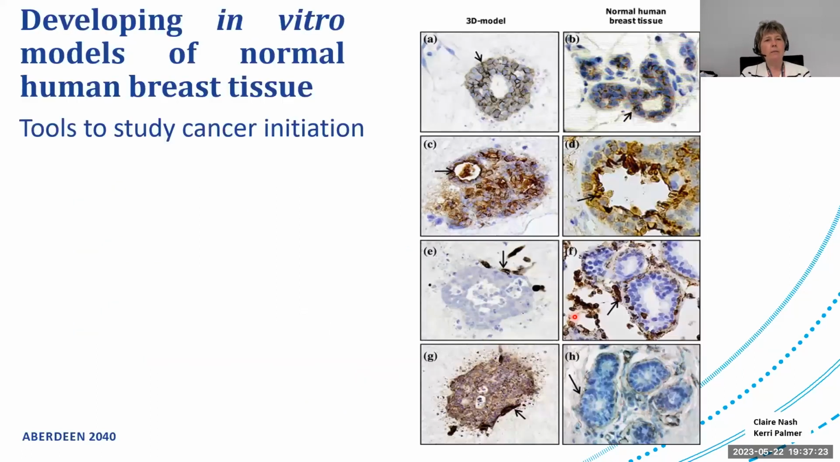We've also been looking at developing in vitro models of normal human breast tissue, because I guess in order to really understand what's happening in cancer, we need to understand what goes wrong in normal tissues. And we like to think of these models as tools to study cancer initiation.